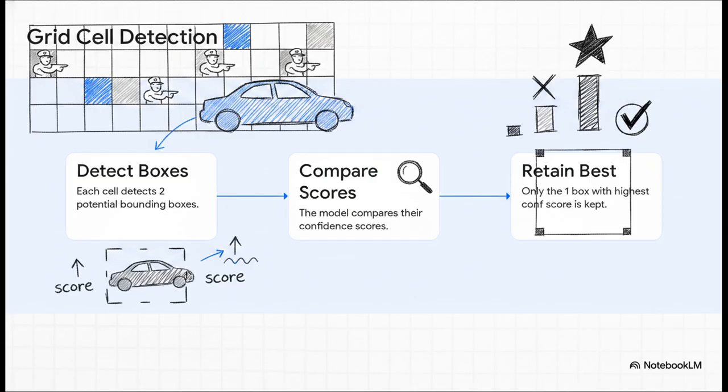Now initially, each guard or grid cell is allowed to predict 2 potential bounding boxes for that object. But the model doesn't keep both. It immediately compares their confidence scores and aggressively filters out the weaker prediction. Only the one single box with the highest score is retained. It's survival of the fittest right at the grid cell level to find the one true boundary.